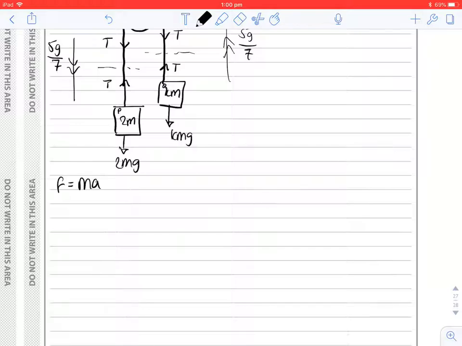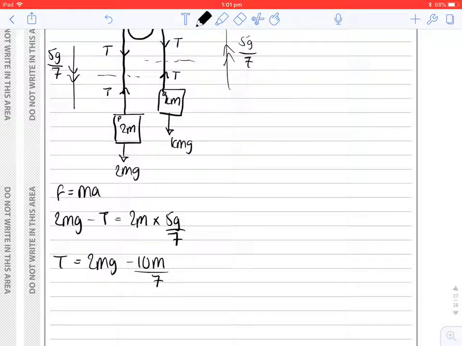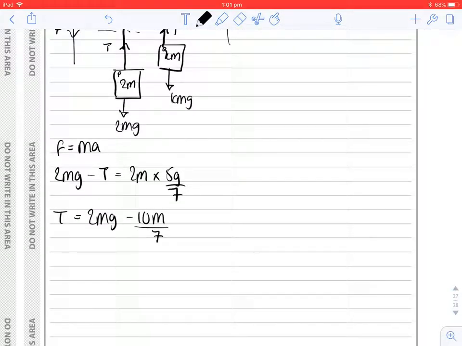Looking at the left-hand side, looking at P, we have the force going down of 2mg, and we can then take away the tension going the opposite direction, is equal to the mass, which is 2m, times the acceleration, which we know to be 5g over 7. So rearranging this, we get that T is equal to 2mg minus 10mg over 7, and then T is equal to 4mg over 7.